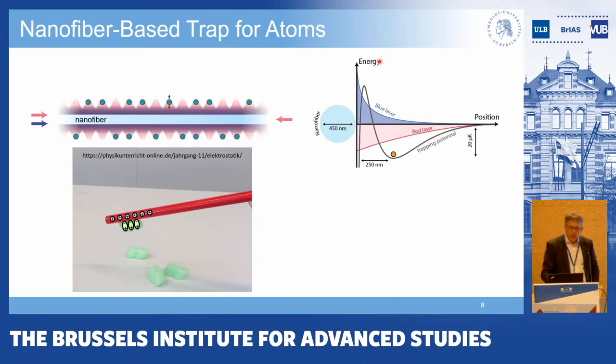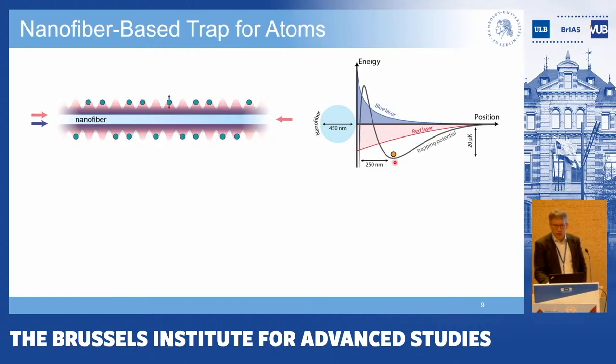And here I show the energy that is seen by an atom when it approaches the fiber from a distance. Since the red light has a longer wavelength, it sticks out into free space further than the blue light. So the atom will first see some attractive red potential, and then when it gets closer, the blue repulsive potential takes over, and the trapping potential can have a minimum at about 200, 300 nanometers from the nanofiber surface, okay?